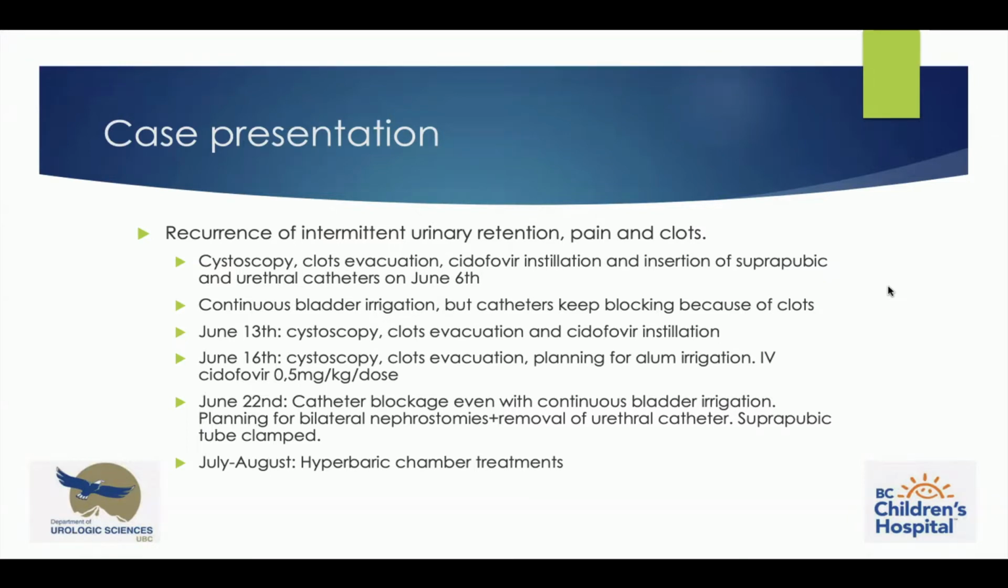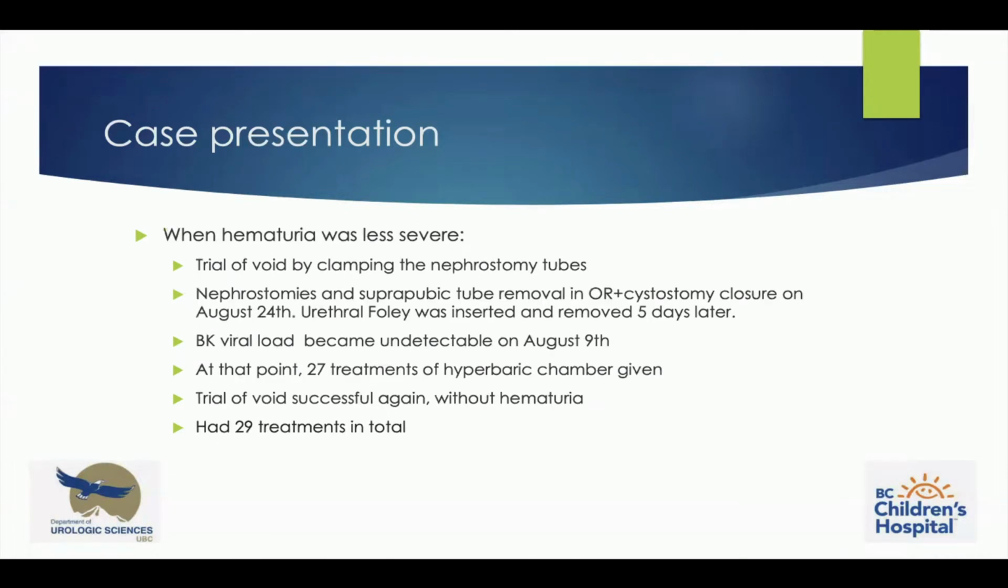And then on June 22nd, even with continuous bladder irrigation, the catheters kept blocking. So we planned for bilateral nephrostomies. The urethral catheter was also removed and the suprapubic tube was clamped. Afterwards, he had hyperbaric chamber treatments for about 2 months, July and August. And when hematuria was less severe, end of August, I would say, we did a trial of void by clamping the nephrostomy tubes. He was able to pee.